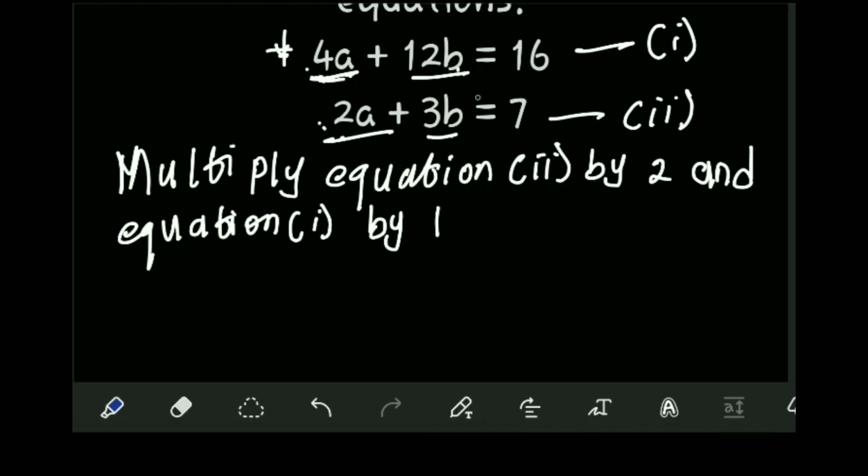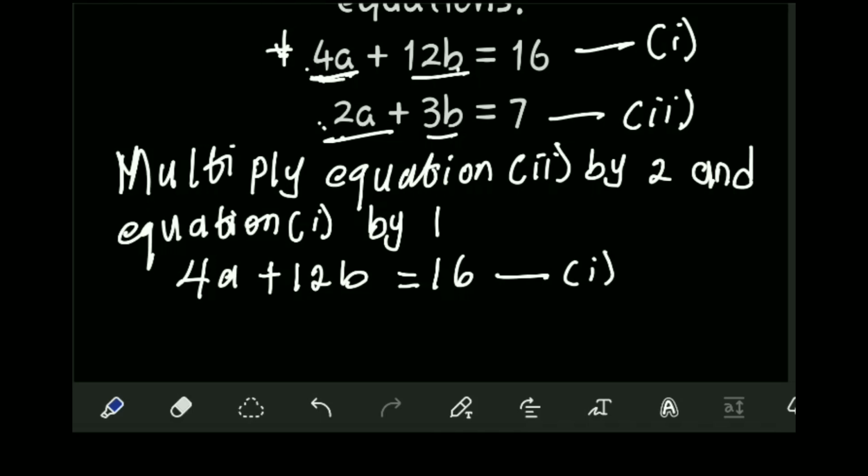By 1, because 1 is a neutral element when it comes to multiplication. Whenever you multiply by 1, you get that thing back. So multiplying equation 1 by 1 will not change anything. 1 times 4a is 4a, 1 times plus 12b is plus 12b, 1 times 16 is 16. So we still call this equation 1 because nothing has changed.